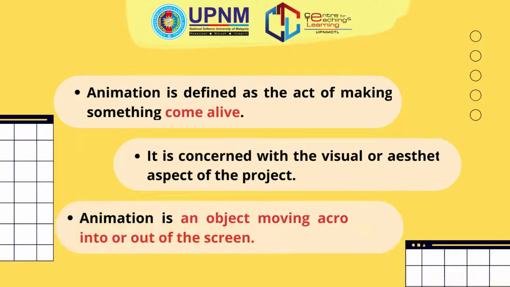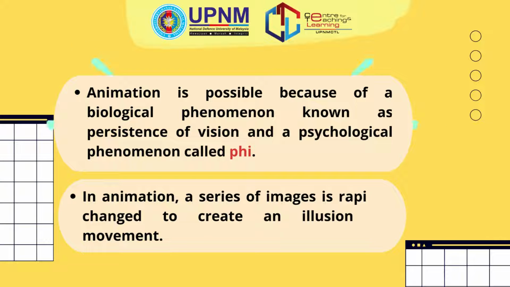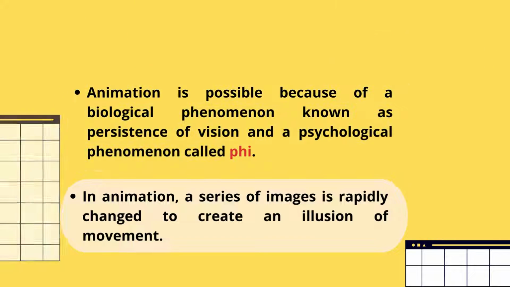Animation is defined as the act of making something come alive. It is concerned with the visual or aesthetic aspect of the project. Animation is an object moving across or into or out of the screen. Animation is possible because of a biological phenomenon known as persistence of vision and a psychological phenomenon called phi. In animation, a series of images is rapidly changed to create an illusion of movement.